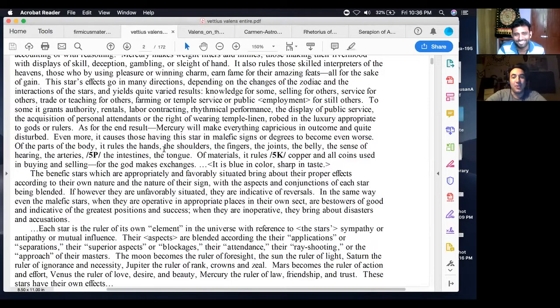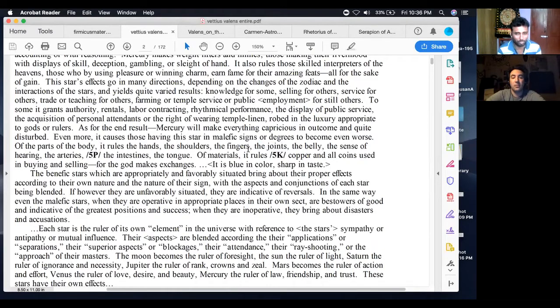Body parts: it rules the hands. That's how we invent things, and that's how we do so much of what we do. That makes sense. Shoulders, fingers, all Gemini stuff. Joints is very interesting. Joints is where things connect, so the connectivity of things. I actually didn't know that one, so that's very useful, I think.